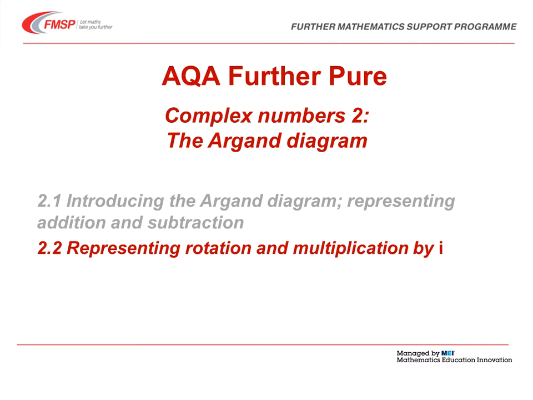This is a video for AQA Further Pure Mathematics. This is complex numbers 2.2, where we're looking at multiplication by i and the effect of this on an Argand diagram.